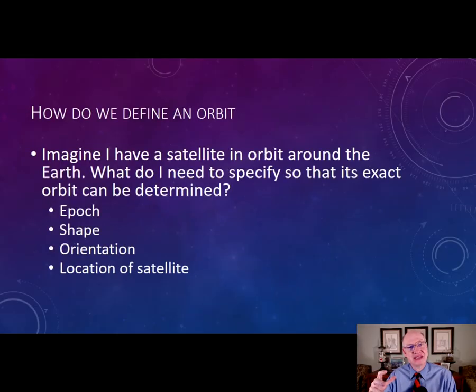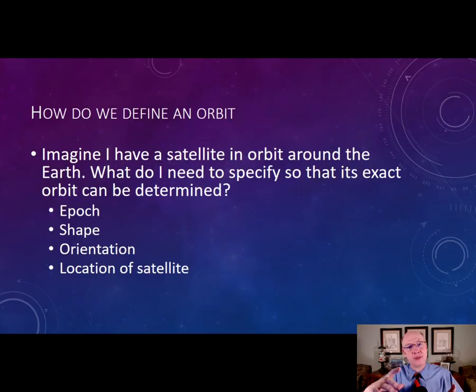So imagine that I have a satellite in orbit around the Earth. What numbers do I need to specify so that its orbit is precisely and exactly determined? Well, you can imagine that the first thing I need to do is specify a day and a time, an epoch as we call it. See, the orbital elements that we publish are a snapshot in time of what the satellite is doing. It's literally one moment in time what the orbit looks like.